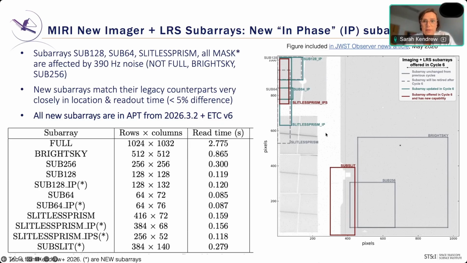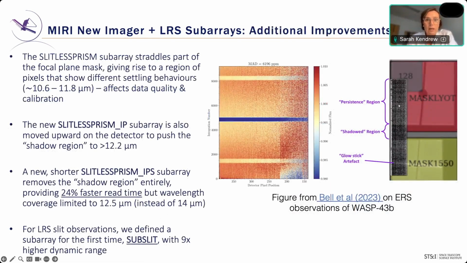I haven't mentioned the LRS ones yet. So we've applied these changes also to the slitless prism subarray, which was one of the modes where we heard that it would cause problems. Because we were defining these new subarrays, we decided to make a few additional enhancements for the LRS mode specifically. There was an additional problem with the slitless prism subarray in that it sort of straddled part of our focal plane mask. So we had this region in the middle of the subarray, where these pixels often showed quite different behavior.